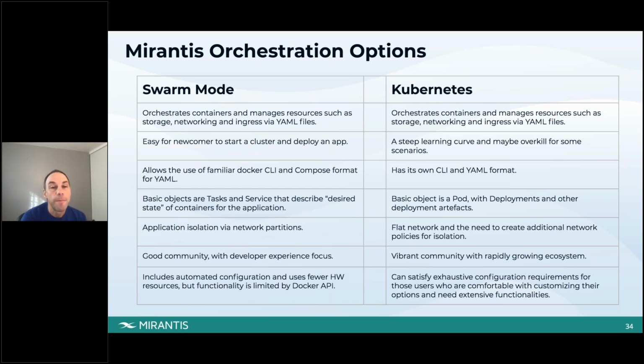And then lastly, in Swarm, a lot of your configuration is already in place. It's automated, and the hardware footprint is minimal. But one of the downsides is it's limited to what the Docker API can offer you. Whereas with Kubernetes, you have the ability to add plugins and things like CRDs and extensions to really extend the orchestrator and customize it to exactly what you need and serve some more advanced use cases.